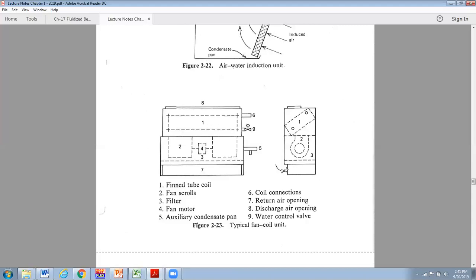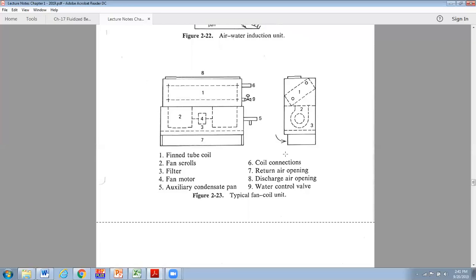So then the air comes in the bottom, goes across the filter, is blown by the squirrel cage fan up through the coil and then exits into the space. So pretty simple device.